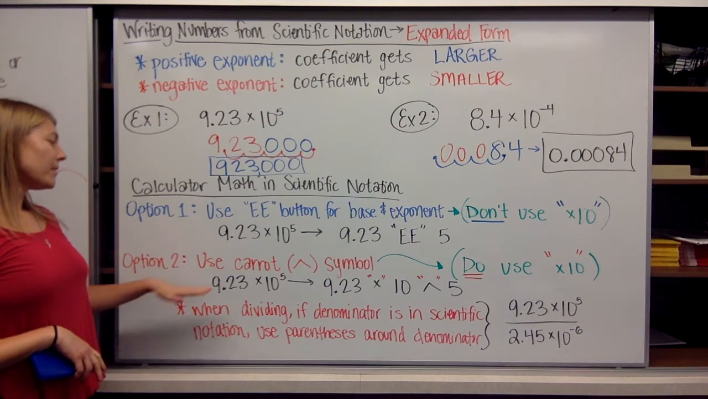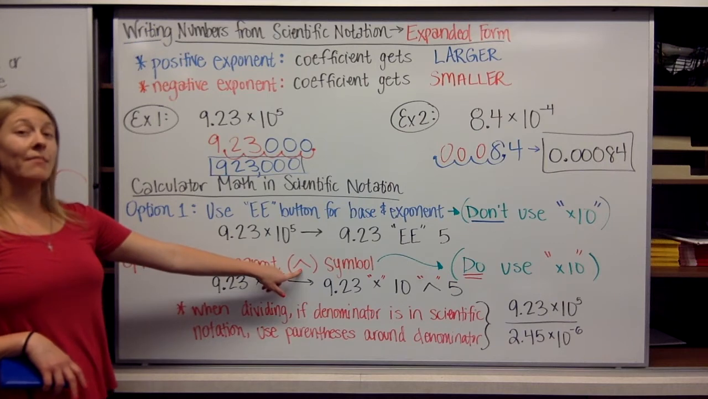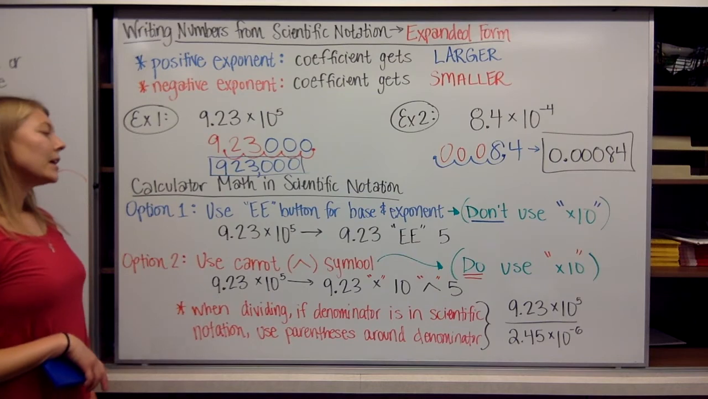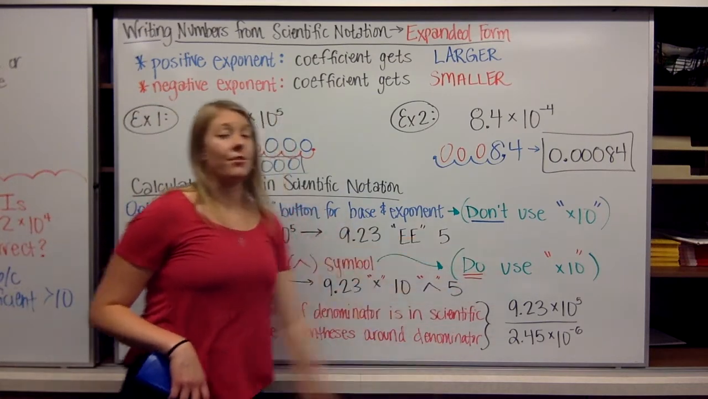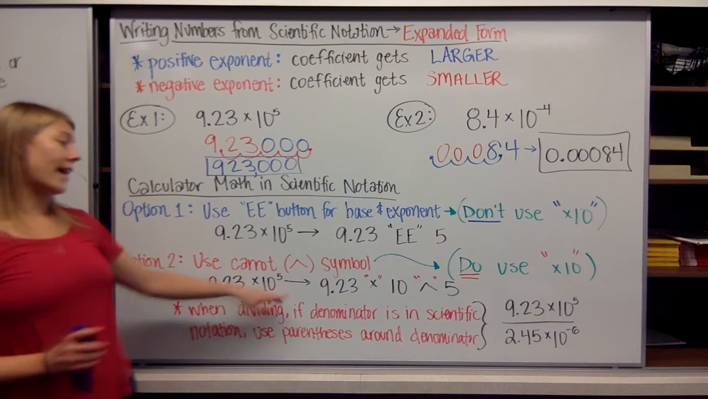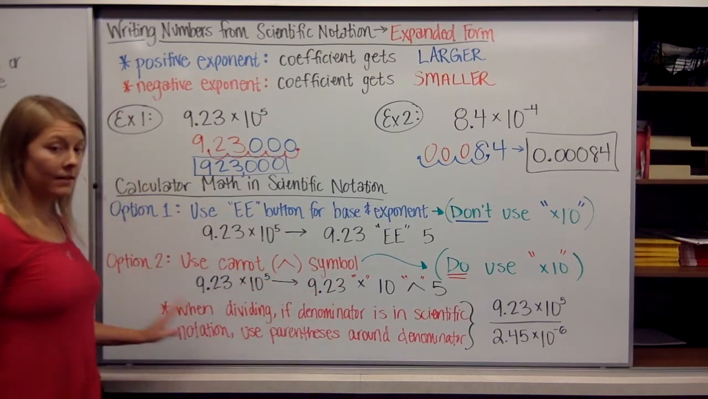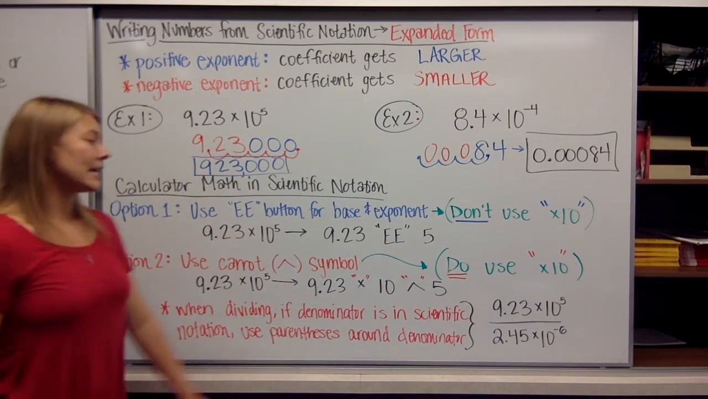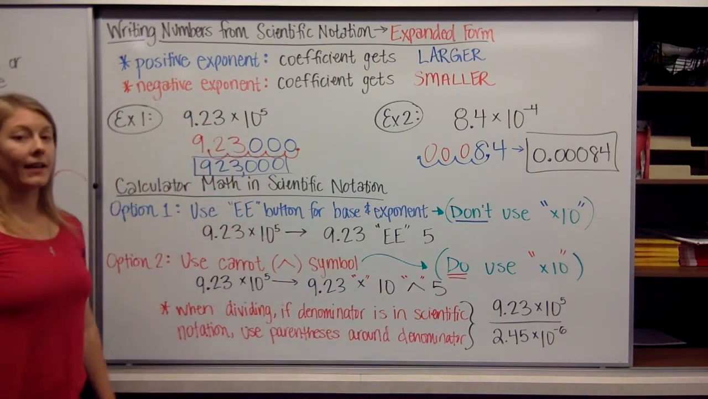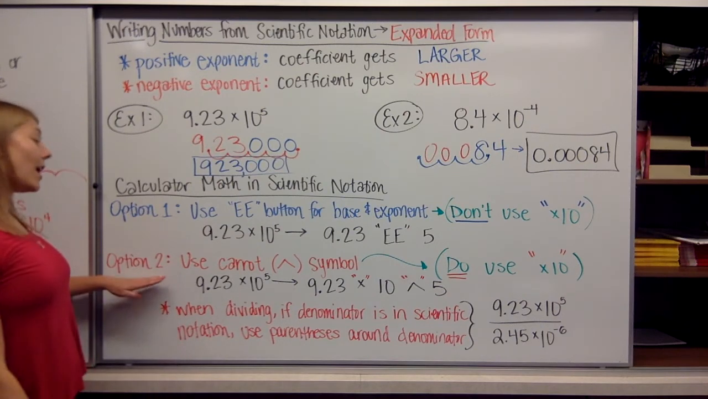Option 2, if you don't have that EE button, it's a little more complicated, particularly when we get to division. You're going to use the caret symbol, okay? So look on your calculator, find the caret symbol, or sometimes it's the 10 to the x symbol, 10 to the exponent of x. In this case, you do have to use times 10, okay? You're going to enter the same number in your calculator as 9 decimal 23 times button 10, 1, 0, then caret, you're raising it, the 10 to the exponent of 5, okay? A little more complicated.